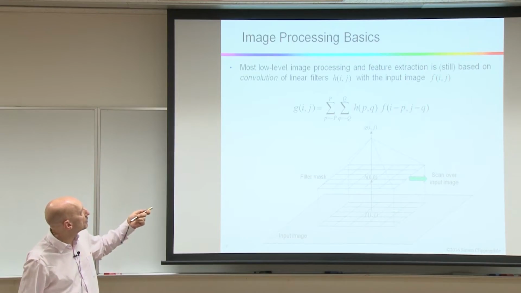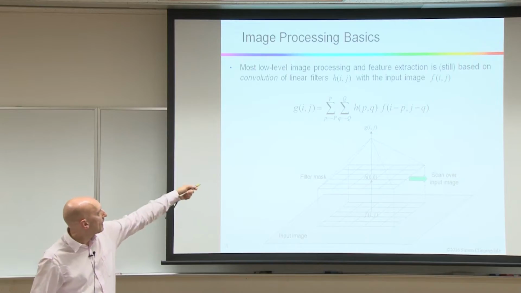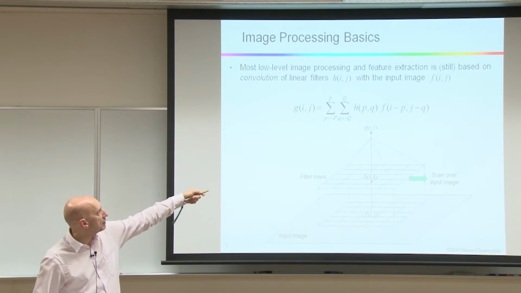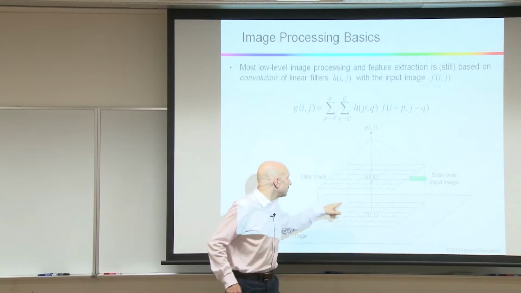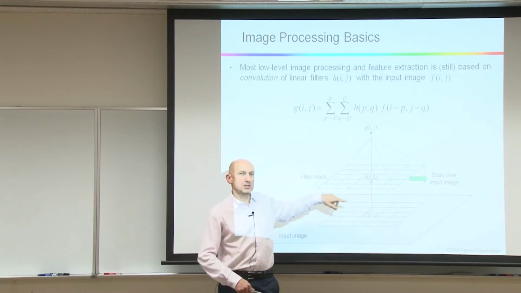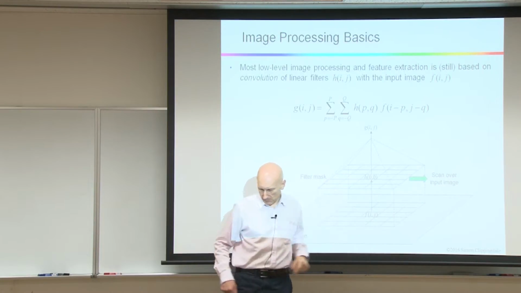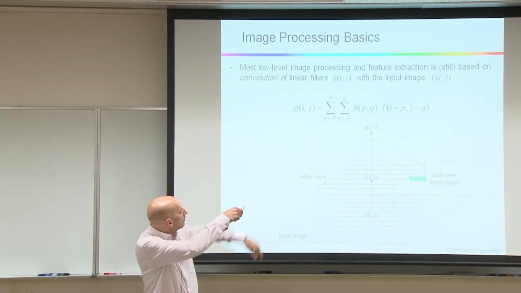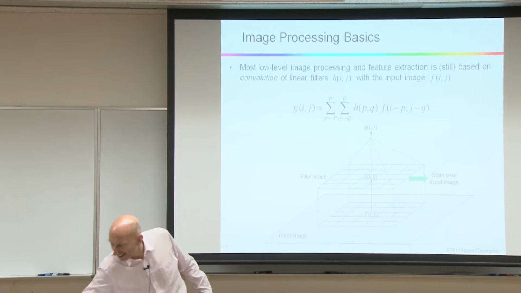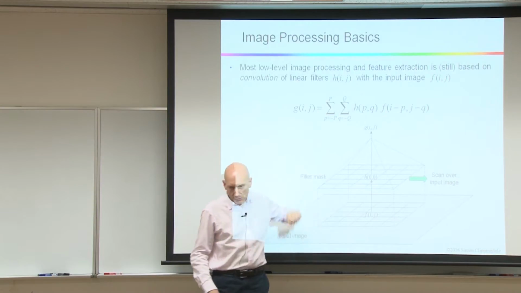So the output at pixel ij, which is this one in the middle, is going to be a sum of the input pixels in this window, each weighted by one of these pixels in the filter mask, and then add the whole lot up, and there's your output.